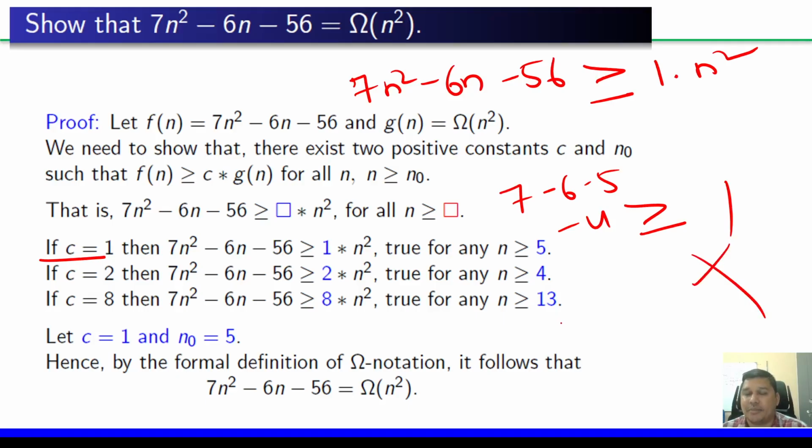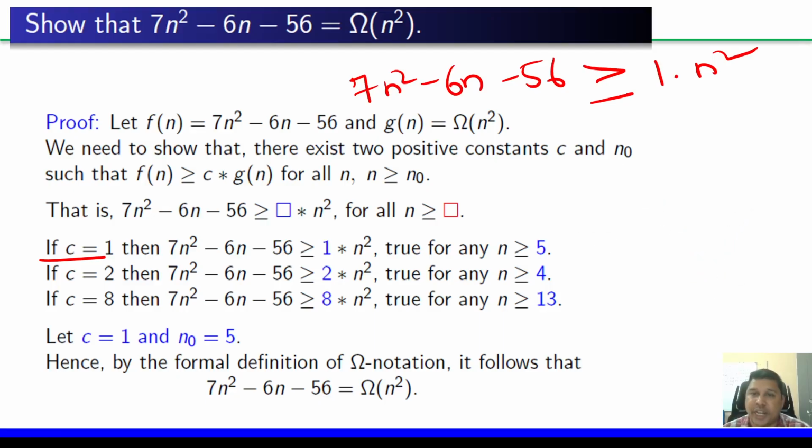No, it failed. You put n value as 2. Even if you put n value as 2, this will fail. It will pass only for n greater than 5. So if you substitute 5 here, then it satisfies this condition. Similarly, you put c value as 2. Then this is okay for n value greater than 4. Similarly, you put c value 8. It is true for 13. This has been already given.